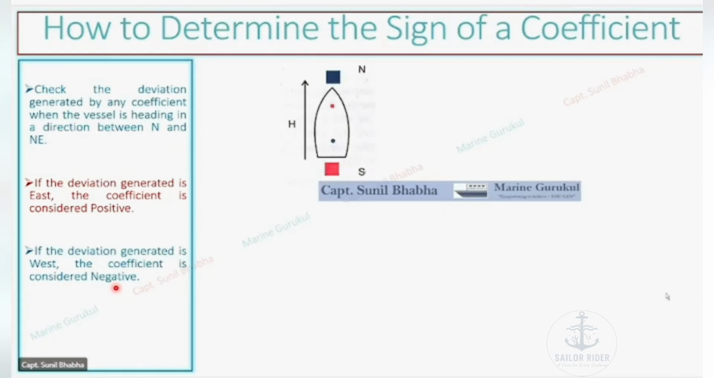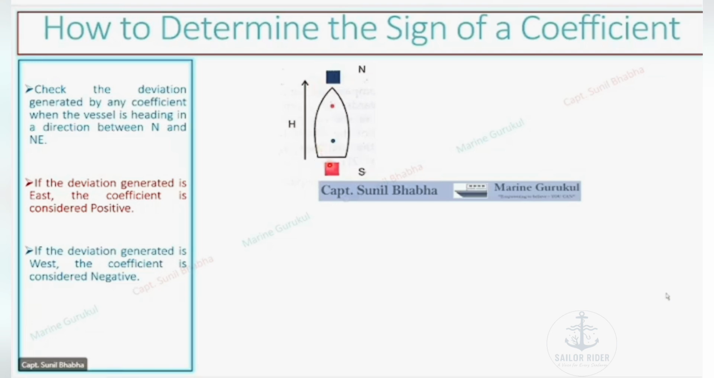Let us assume that we have a ship which is built on a northerly heading. So if a ship is built on a northerly heading, this red square represents the red pole of the earth. The blue square represents the blue pole of the earth. Magnetic lines of force come out of the red pole and go into the blue pole. The arrow shows the direction of the magnetic field lines.